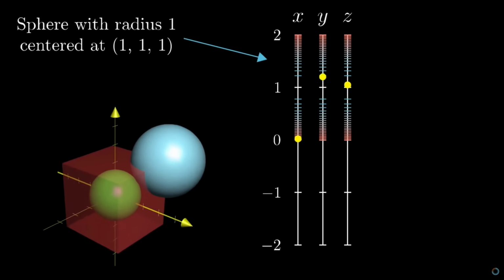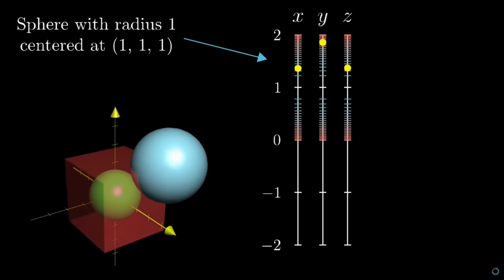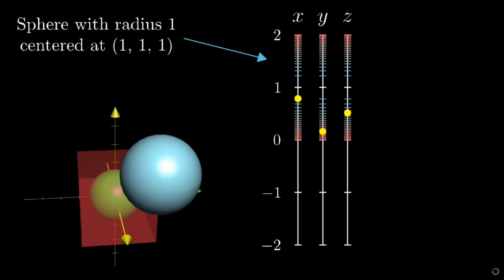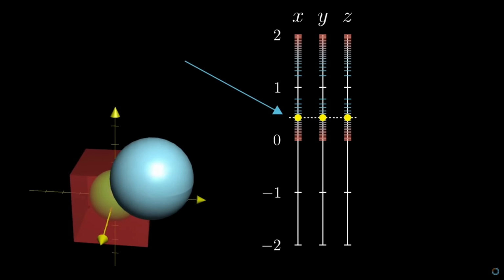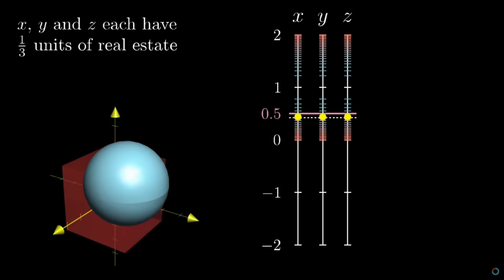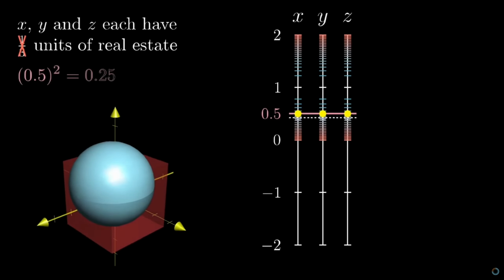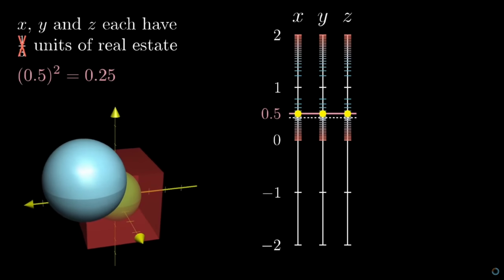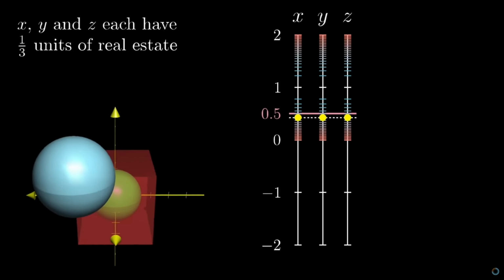Consider the corner sphere with radius 1 centered at 1, 1, 1. The point on that sphere that's closest to the origin corresponds to the configuration of sliders where x, y, and z are all reaching down toward 0 and equal to each other. Again, they all have to go a little beyond that halfway point because the position 0.5 only accounts for 0.5 squared, or 0.25 units of real estate. So with all 3 coordinates getting a third of a unit of real estate, they need to be farther out.